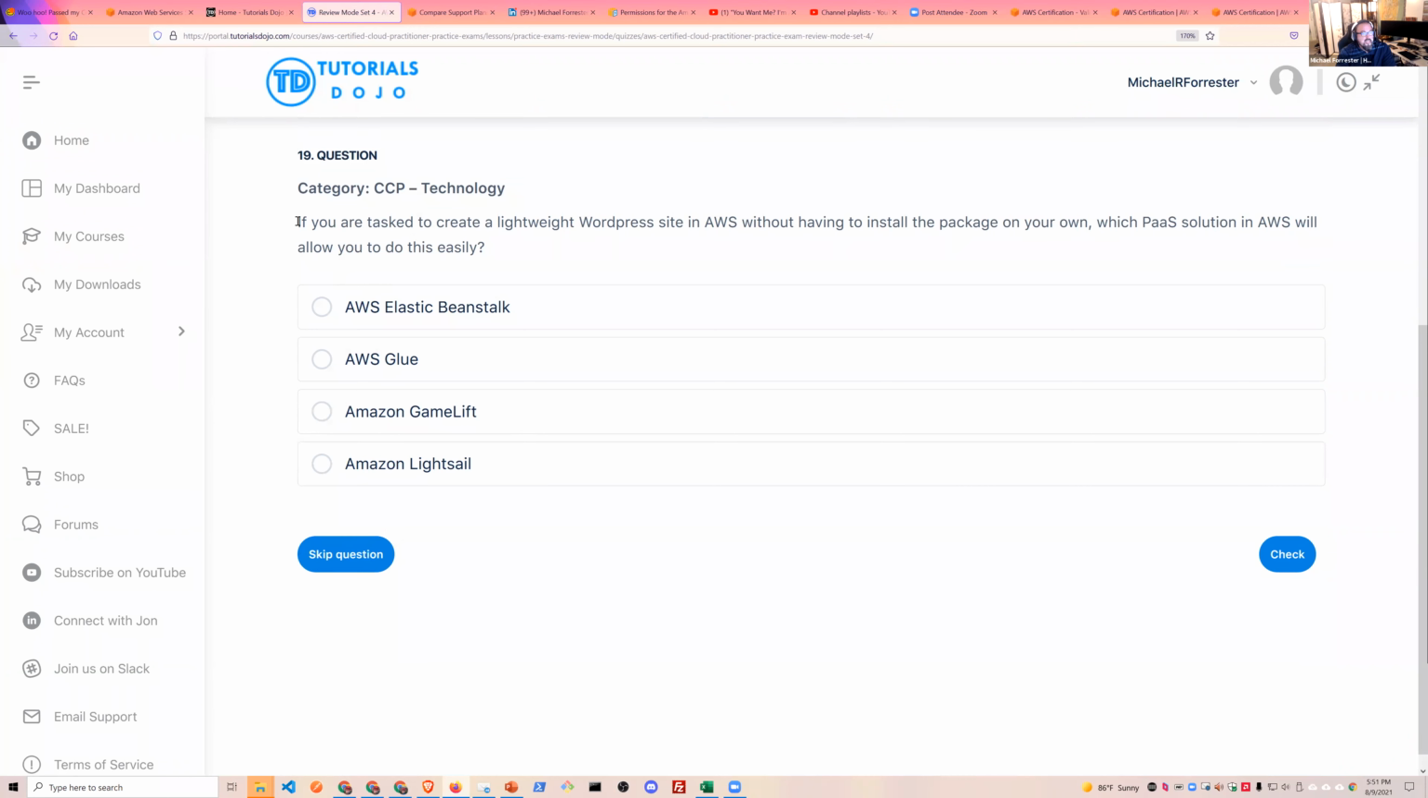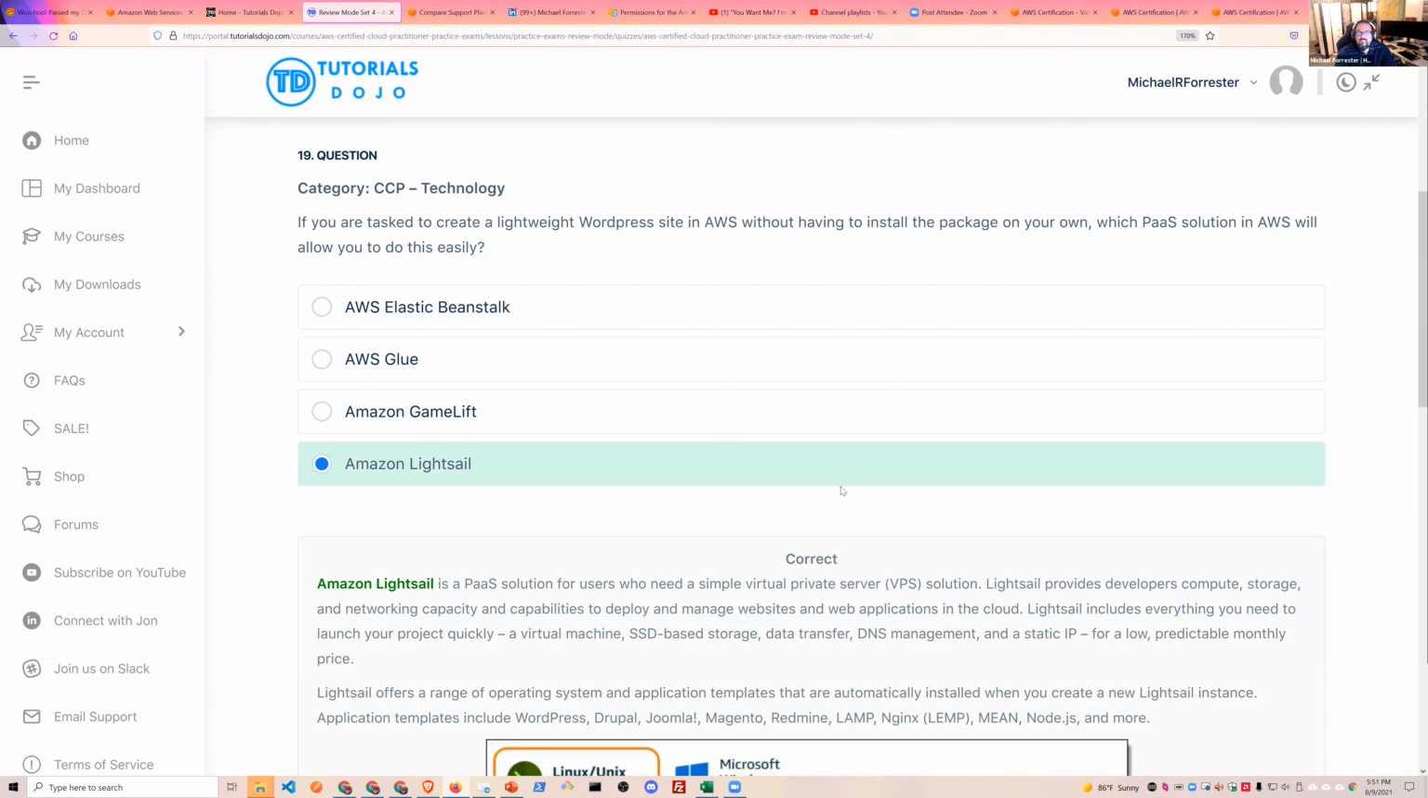Okay. If you are tasked to create a lightweight WordPress site in AWS without having to install the package on your own, which platform has a service will allow you to do this easily? Huh. Interesting. Which PaaS solution will allow you to create a lightweight WordPress site in AWS? This is a pure marketing question, by the way. Amazon Lightsail? Really? You're gonna guess for the VPS service that's the one? And you'd be absolutely right, right?